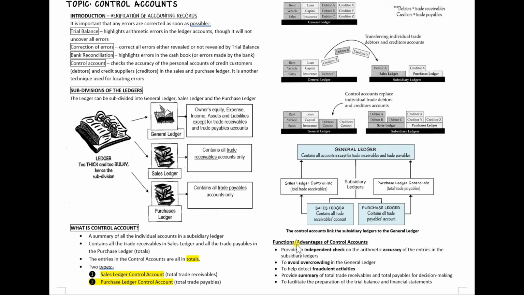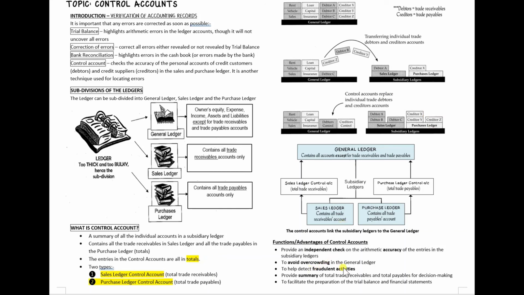Now, the function or the advantage of the control account: it provides an independent check on the arithmetic accuracy of the entries in the subsidiary ledger, because at the end of the day, if your record is correct, what you have over here and what you have over here will be the same, because this is actually the sum, the total of all these debtors added up and all these creditors added up. So this provides an independent check on the arithmetic accuracy of all these entries.